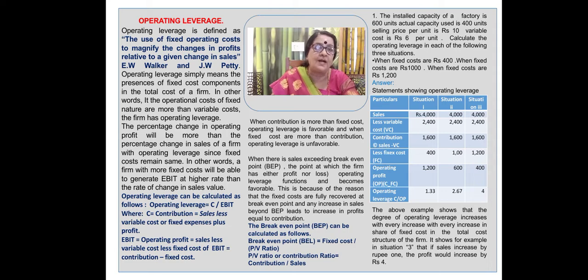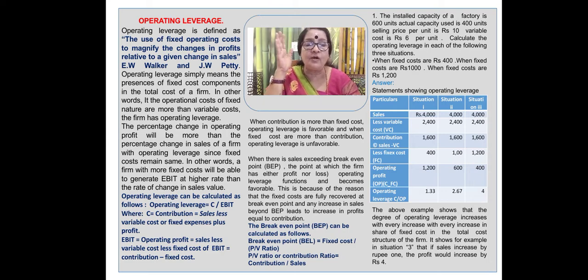Now we can see how we can calculate the operating leverage. The equation for finding operating leverage is C divided by EBIT. What is meant by C? C is the contribution, and EBIT means earnings before interest and tax. Contribution is a term coming under marginal costing. In contribution studies, we take into account only variable cost, not fixed cost. So let us see how the contribution is found out.